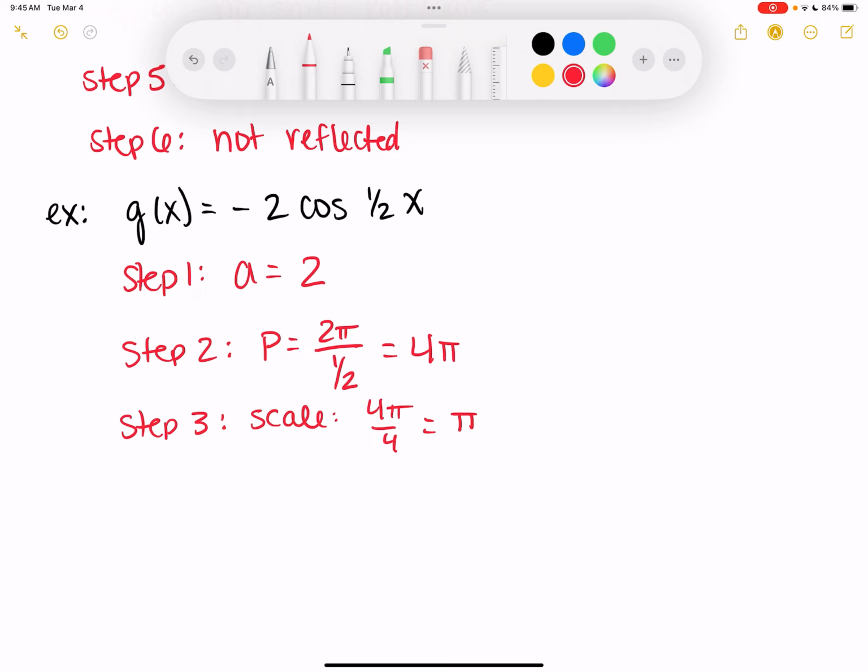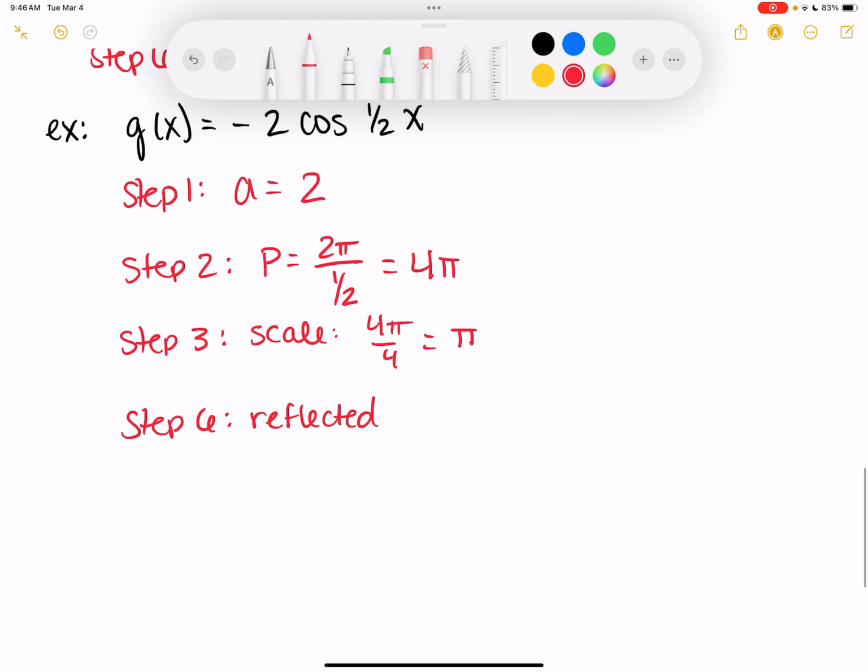Is this one being shifted left, right, or up, down? Nope. Nothing's being added or subtracted there at the end. Is it reflected? Yes. Okay, step 6. So it is reflected. So the very first thing I'm going to do when I graph this one, I'm actually going to have two graphs. If you want to use colors when you do this, you can. It's okay if you don't, but you've got to make sure you show me which one is your final graph.